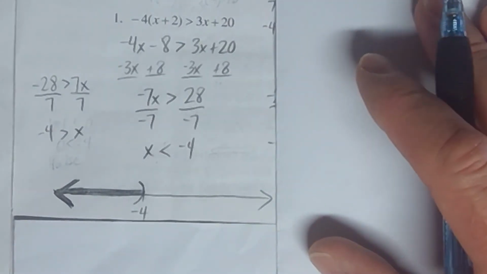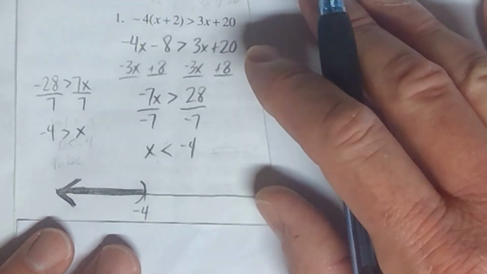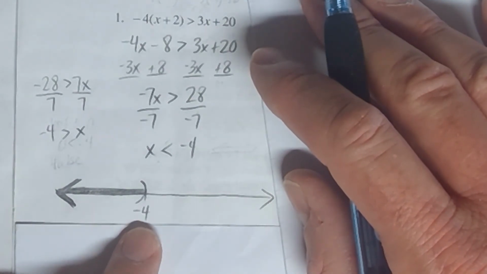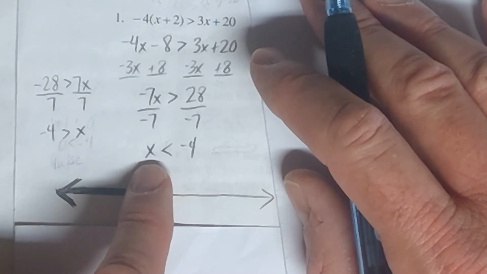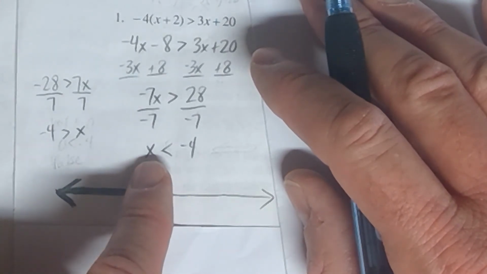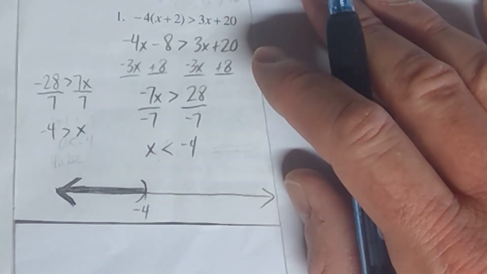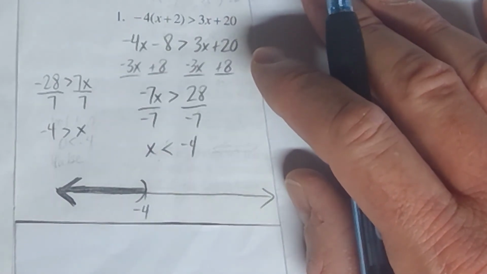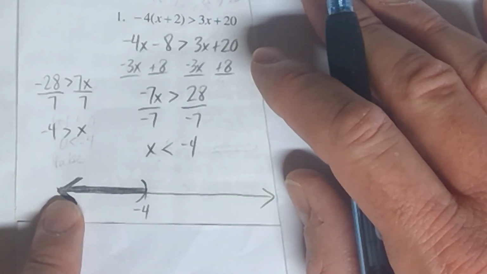It's going to go to the left after you put your negative 4 on there. And the reason it does is because remember we said that when the alligator is not eating the variable, that means the numbers you plug into the variable are less than, because the alligator doesn't want to eat the variable. Okay, and less than means to the left.